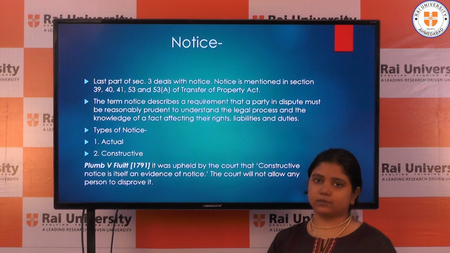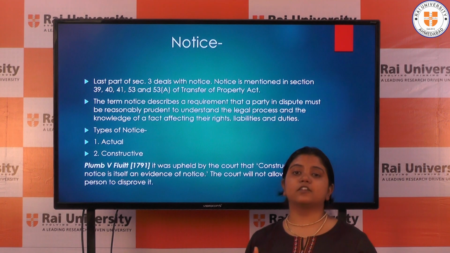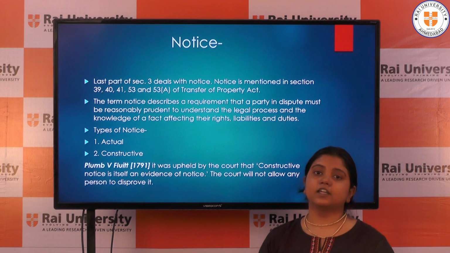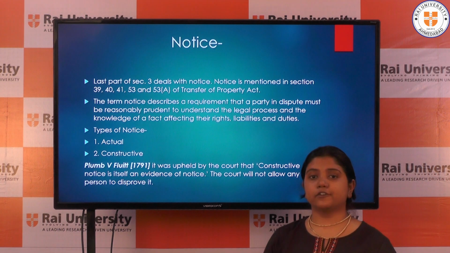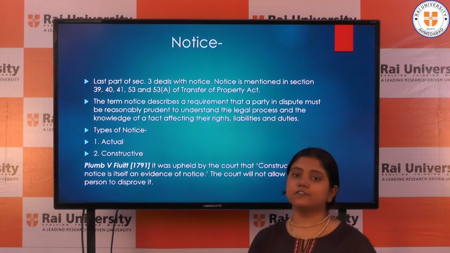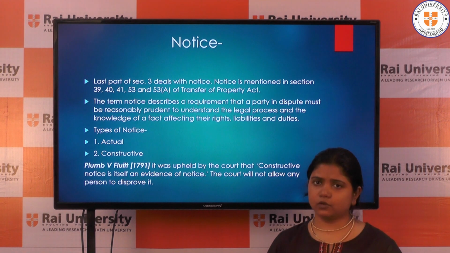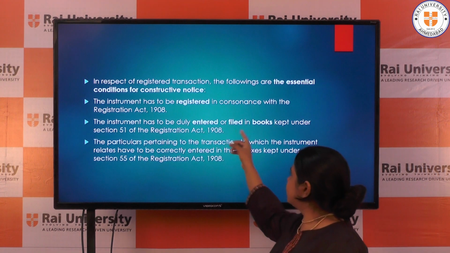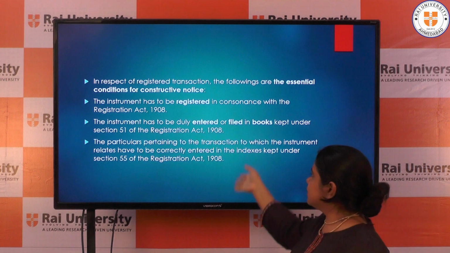So what the constructive notice basically means is a kind of notice where there is no direct information, but the court imposes that the person is actually notified even without the notice received directly. You can say it is an indirect notice. So what are the criteria for that? In respect of constructive notice, these things are important.